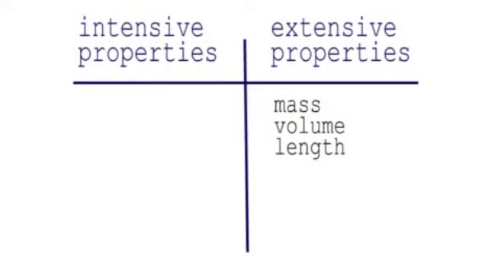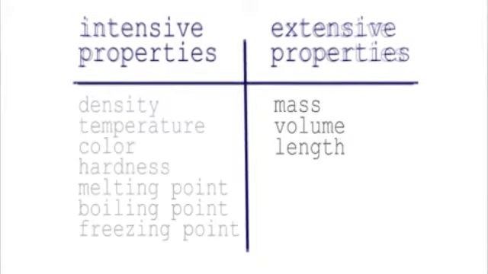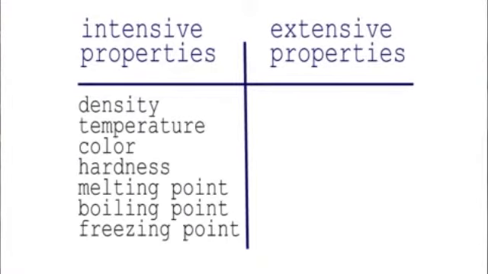So whether you've got a whole bunch of twigs or just a few, a fat log or a skinny log, the density will always remain the same. Density is an intensive property. The mass and the volume will change if the sample is small or big. Mass and volume are extensive properties. Density, temperature, color, hardness, melting point, boiling point, and freezing point are all examples of intensive properties.